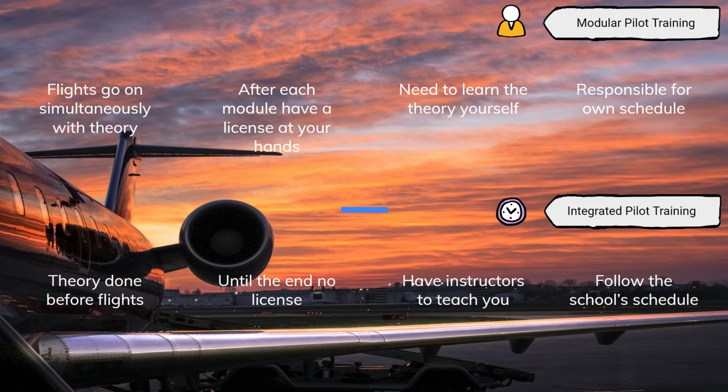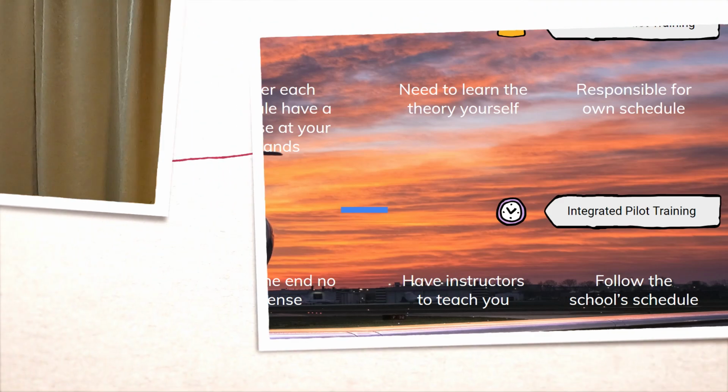If you're an integrated student, the theory is done before the flights. And just before the flights, you will have long briefings in which your instructors will explain the things that you're supposed to do in the flight. If you're a modular student, then the flight goes simultaneously with the theory. And just before the flights, you may have short briefings depending on the school, and you would be expected to know most of the theory by yourself, which you study at home. So this is one of the disadvantages of the modular course.